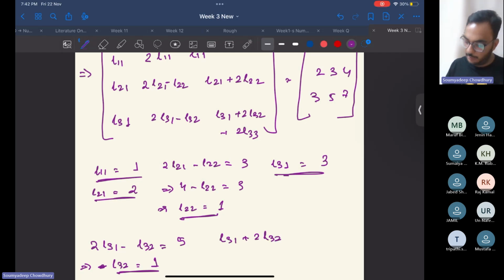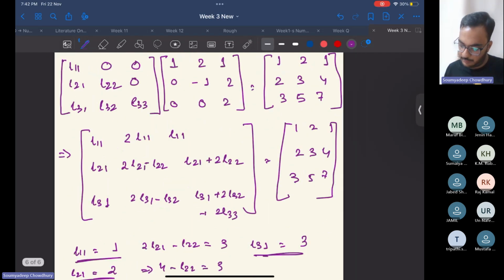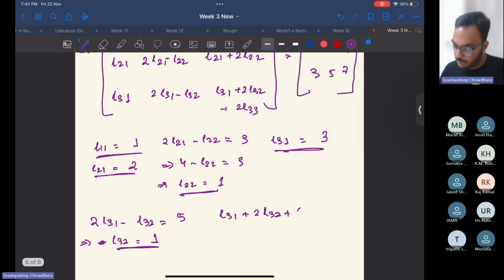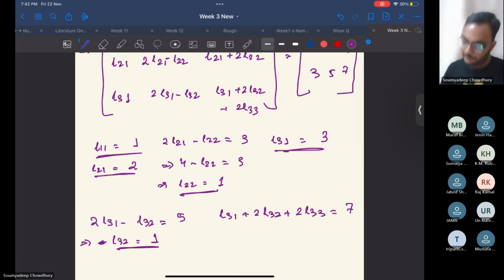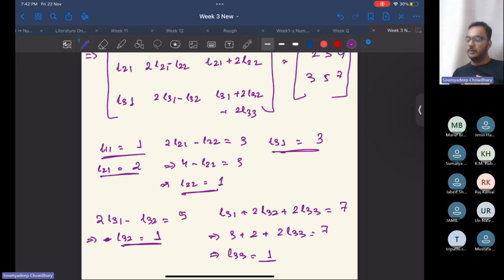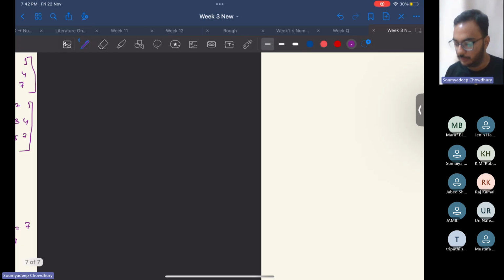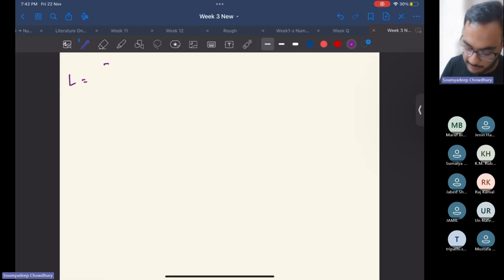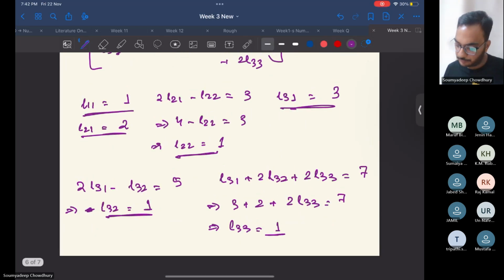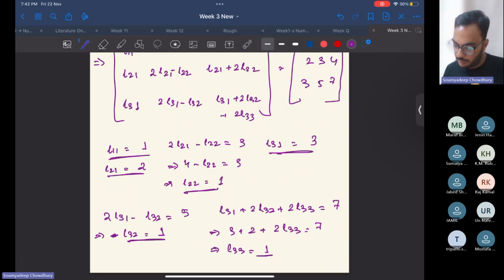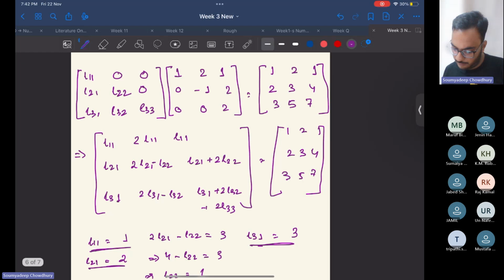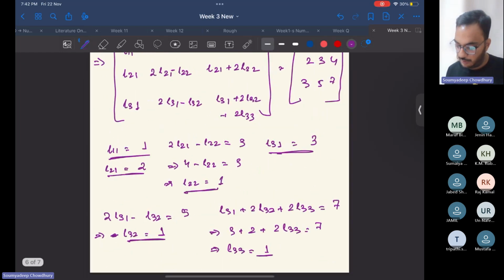L31 plus 2L32 plus 2L33 equals to 7. From this we can find out L33. So 3 plus 2 plus 2L33 equals 7, so L33 is 1. So we have found out all elements of the lower triangular matrix. Now we can write the lower triangular matrix as 1 0 0. L12 we have not found out, but L12 is 0 anyway.